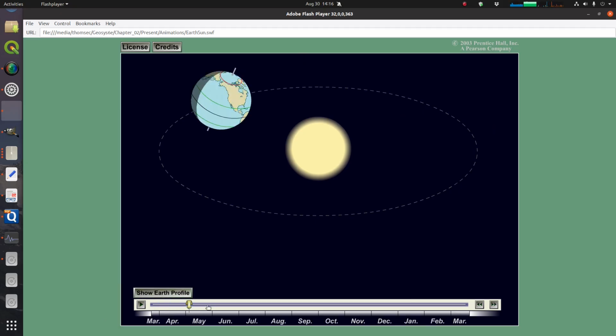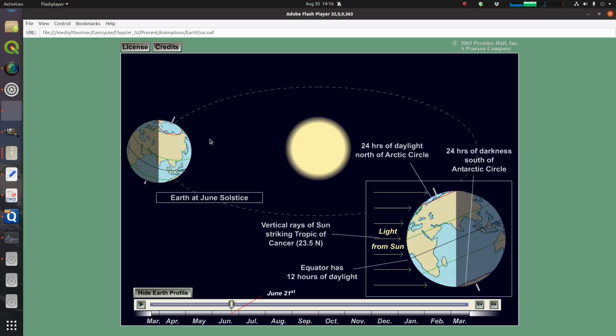Because of that, in June, you can see the northern hemisphere is tilted towards the sun. So above the Arctic Circle, they have 24 hours of daylight. Below the Antarctic Circle, they have 24 hours of darkness. And every day of the year, the equator has a 12-hour day. On this diagram, the subsolar point is hitting the Tropic of Cancer. Anytime the subsolar point is at the Tropic of Cancer, that tells you it's the June solstice. So in summer, the northern hemisphere is tilted towards the sun, so they get more direct sun rays.